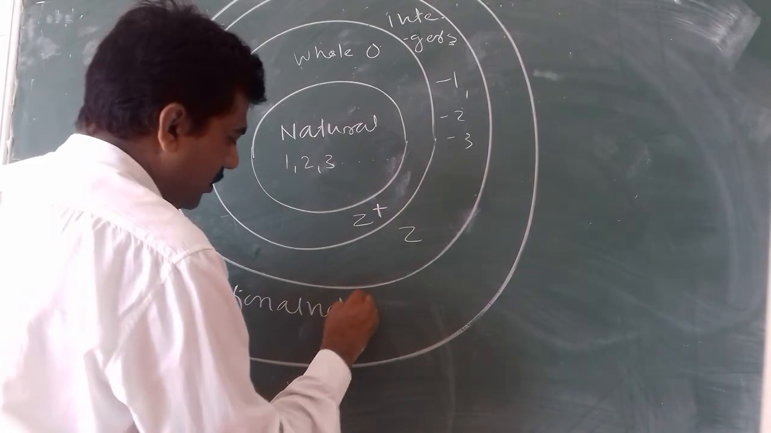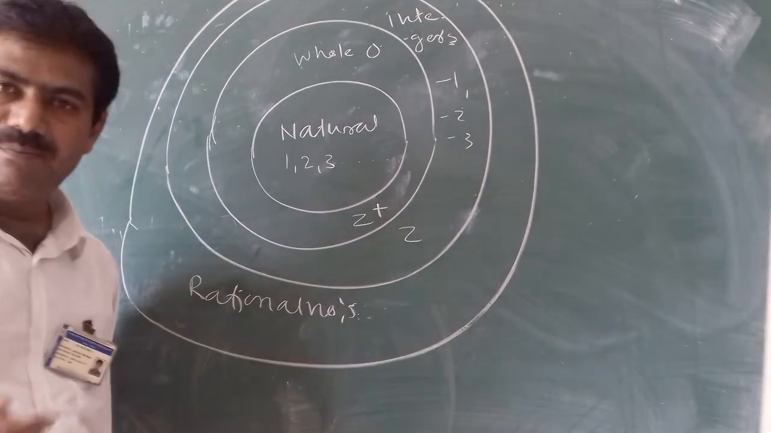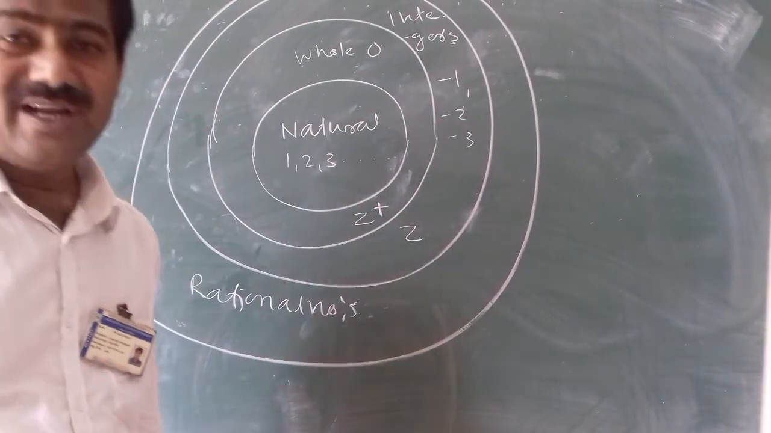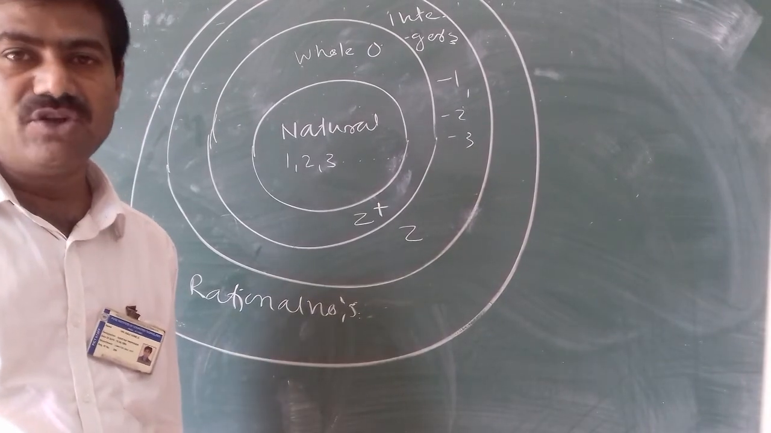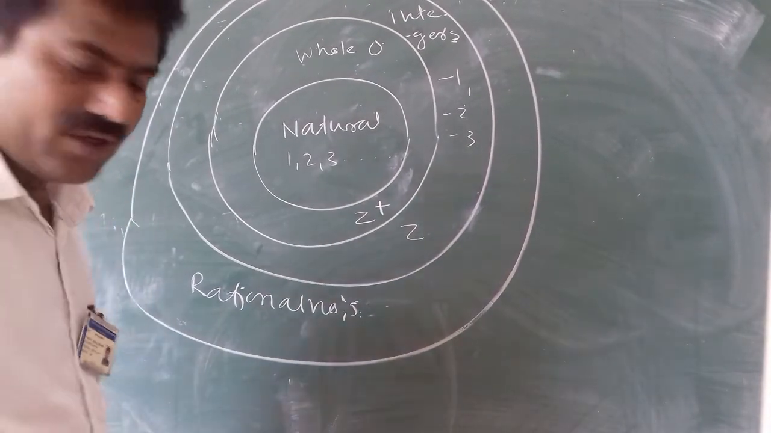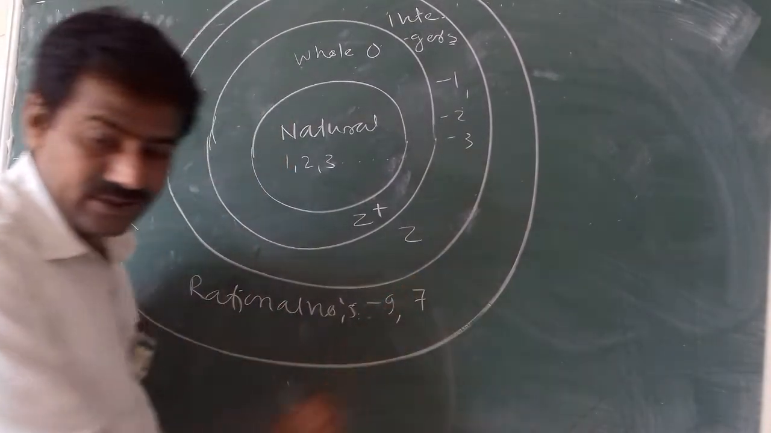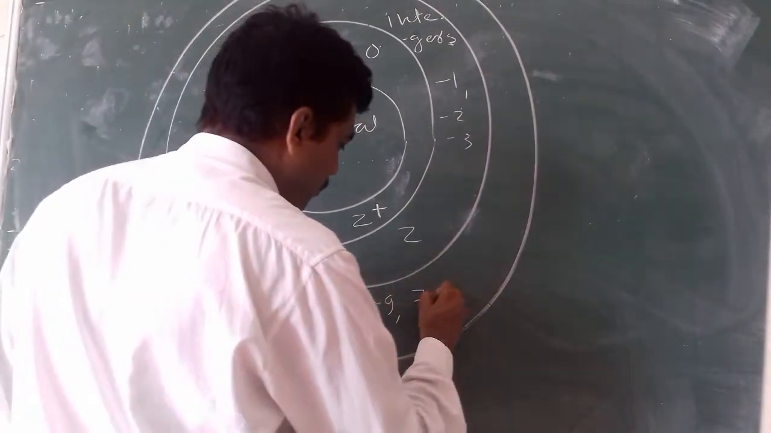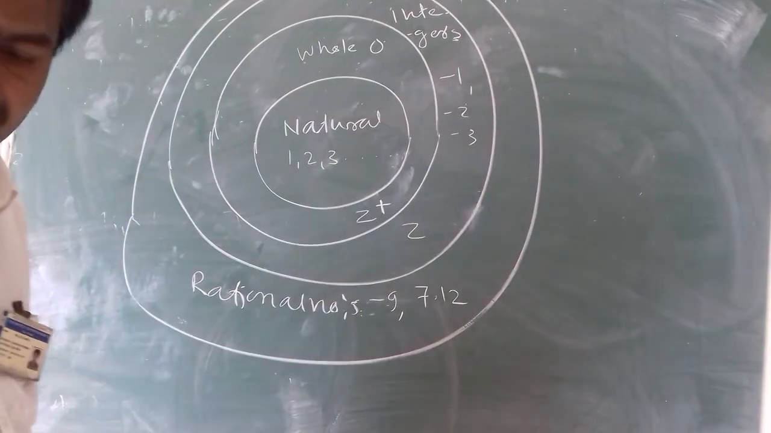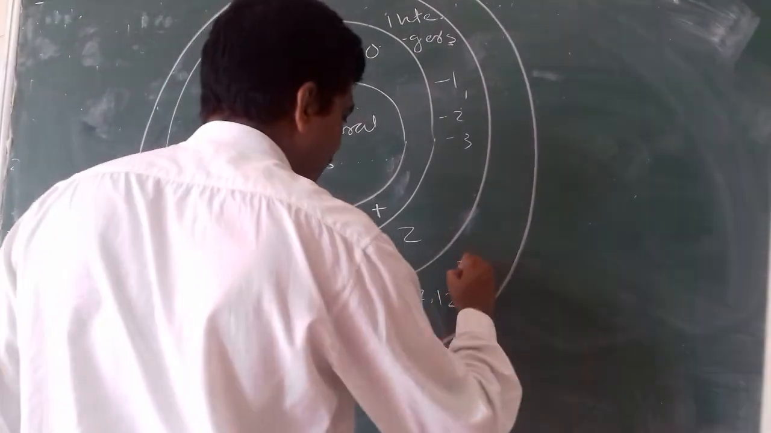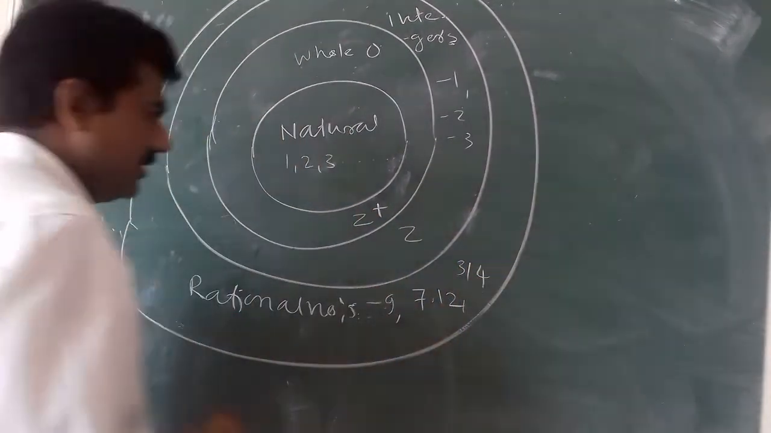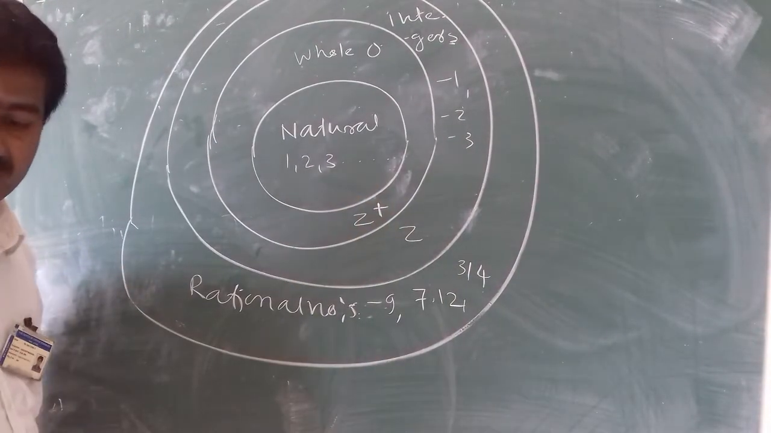Then next are the rational numbers. Rational numbers are what? They are of the form P by Q, where P and Q belong to the integers and Q is not equal to 0. Okay. Example numbers like minus 9, 7.12, 3 by 4. Just as an example I am putting here. These are the set of rational numbers.